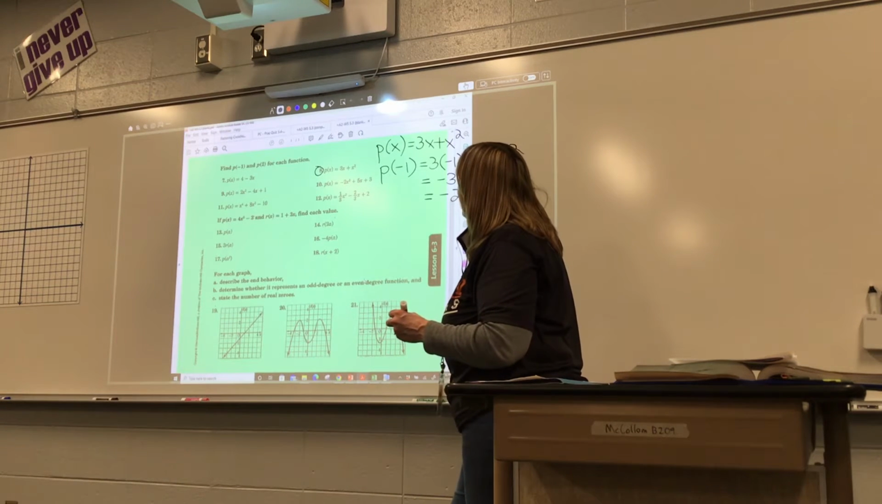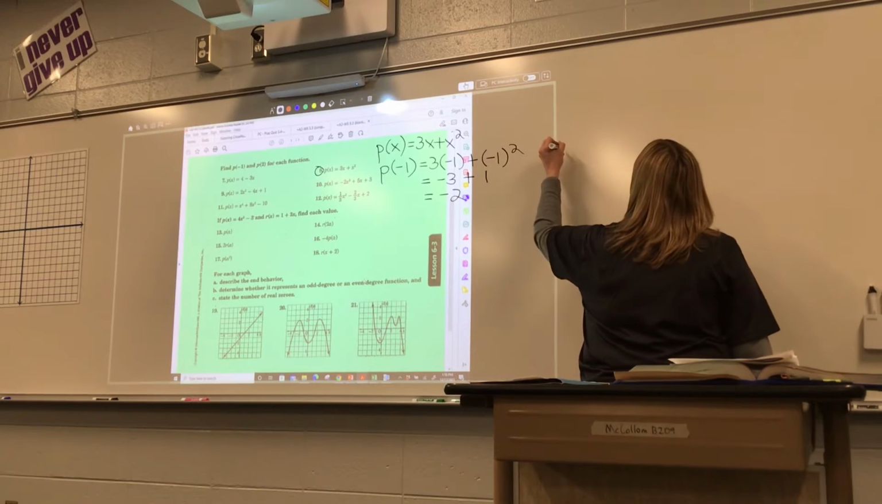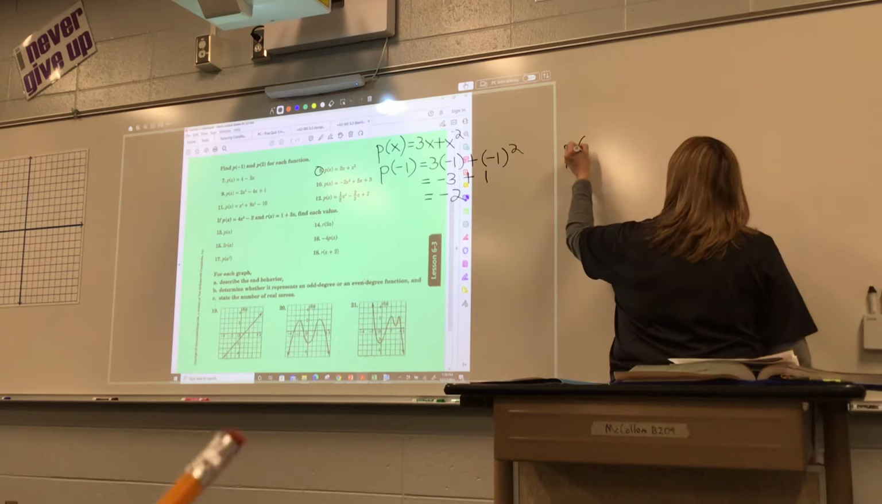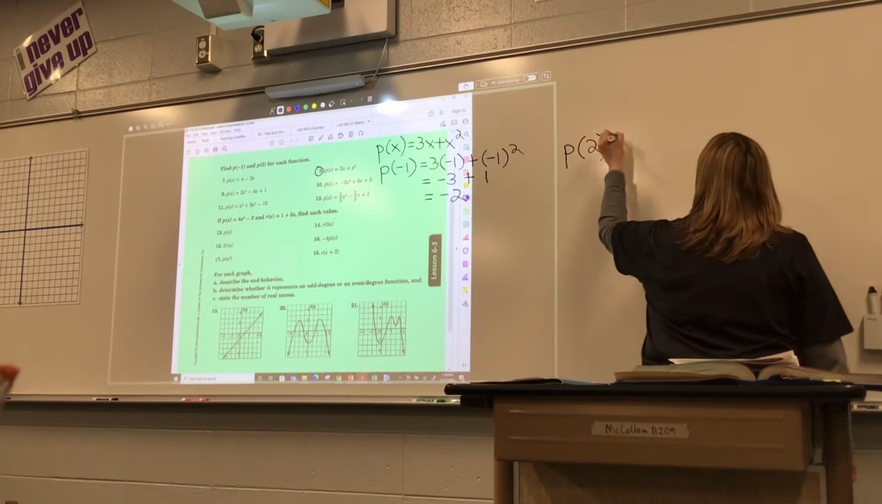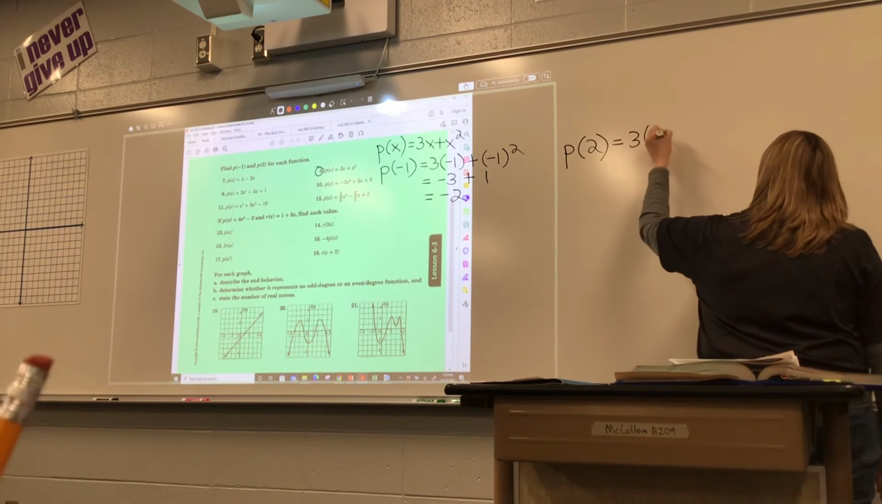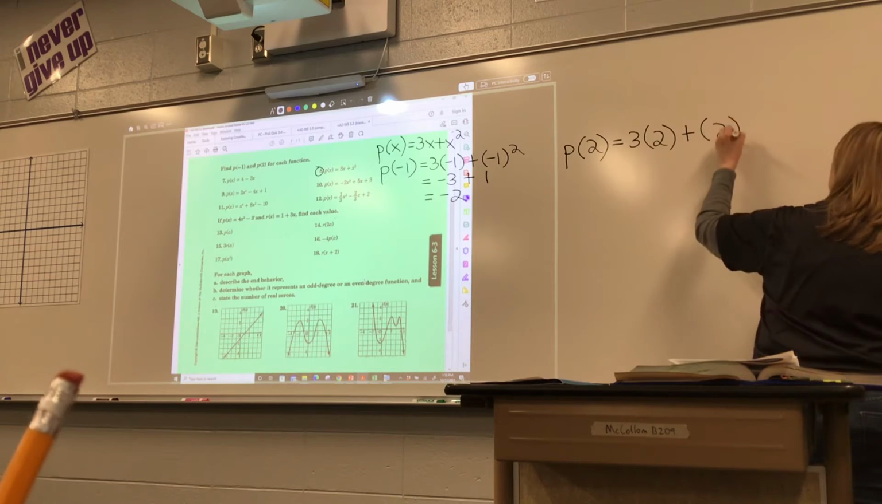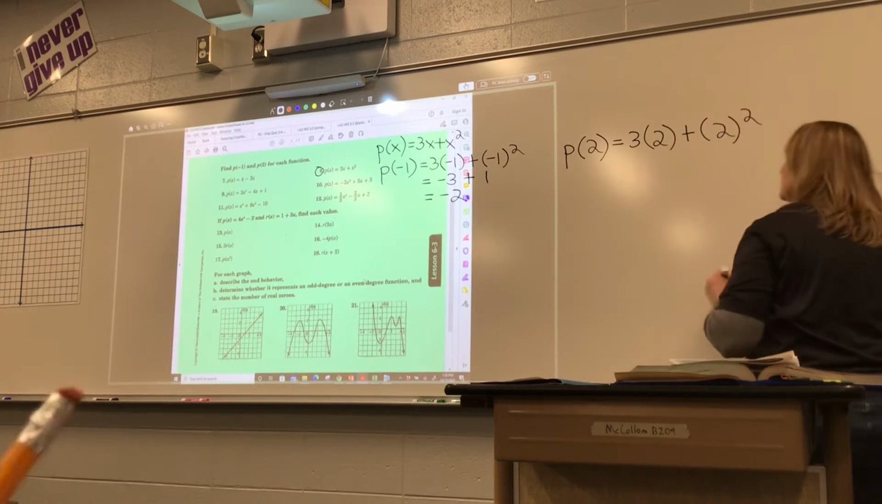Let's go ahead and find p of 2, same function. So this time we're going to put in 2 as our input to the same function. So we'd have 3 times 2 plus the quantity 2 squared. See what you get.